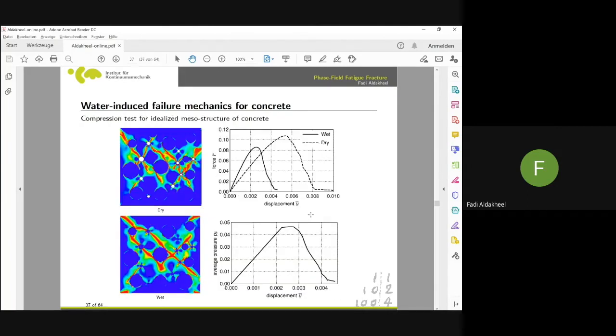In fact, then we tried to compare: can our model represent what happened in the experiment?